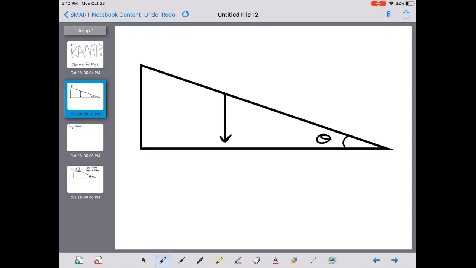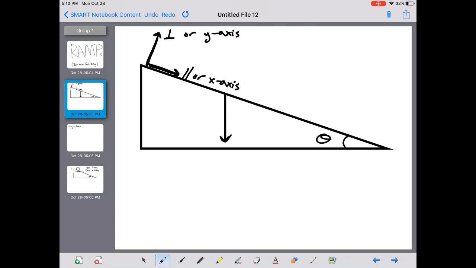The thing that we do with ramps is that we make one direction directly perpendicular to the ramp. Okay, we can call this the perpendicular direction or the y-axis. We make the other direction parallel to the ramp. All right, we call this the parallel direction or the x-axis.